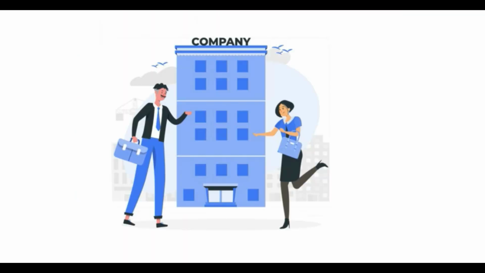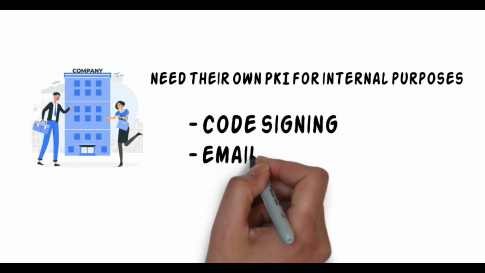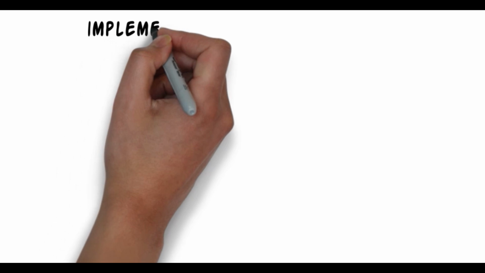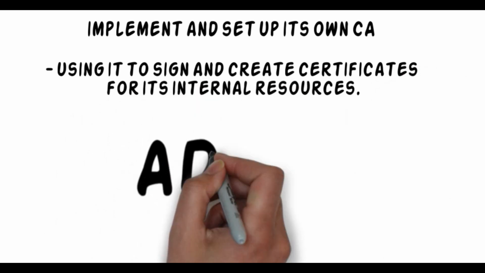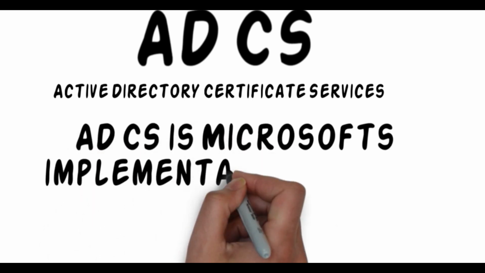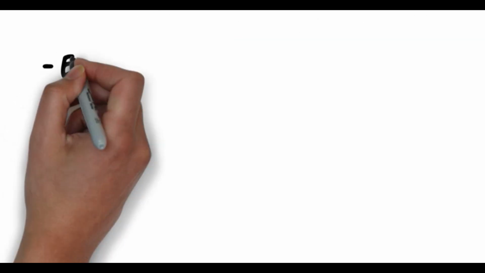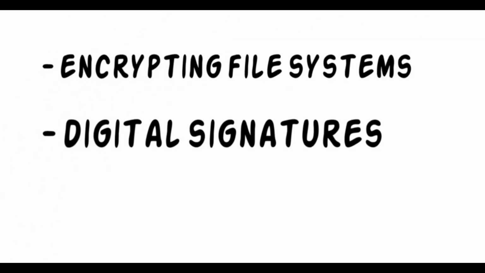As you can see, in an internal corporate environment, companies may need their own PKI for internal purposes like code signing, email signing, or securing local web applications. This is where an organization can implement and set up its own CA to sign and create certificates for its internal resources. This brings us to ADCS, Active Directory Certificate Services. ADCS is a Microsoft implementation of a PKI, integrating with an Active Directory forest to provide a range of services, from Encrypting File System to digital signatures and user authentication.